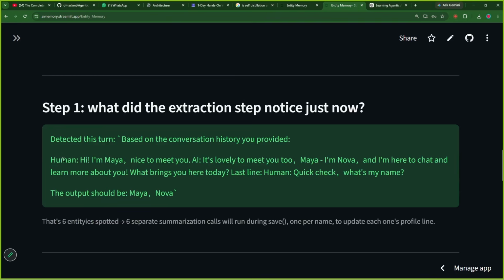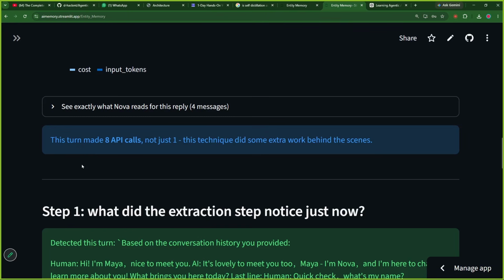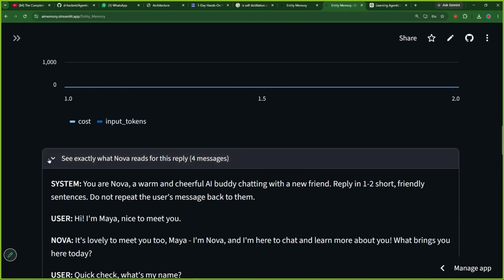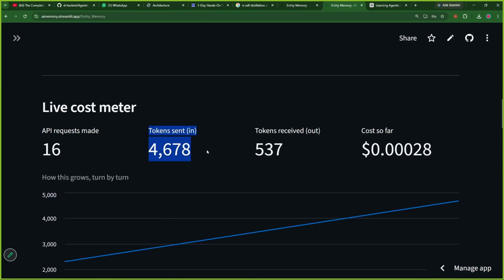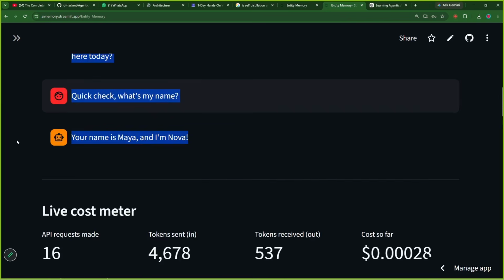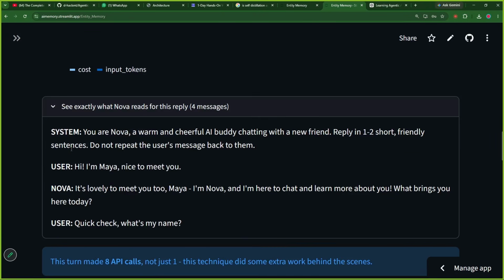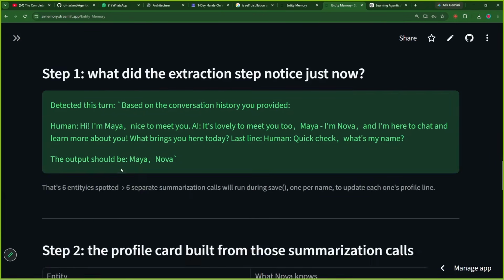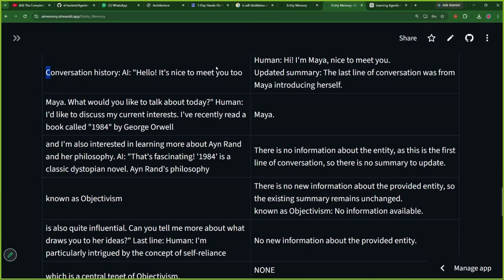Every time, the AI is mapping those entities, and there is some cost behind that. You can also see this is costing us the highest, 4678 tokens in only two messages. But the information is accurate. See, this is how it maintains the conversation history, Maya. It is just maintaining some information in this way.